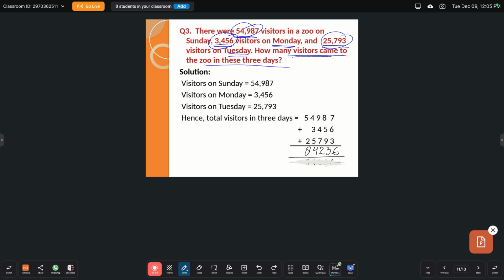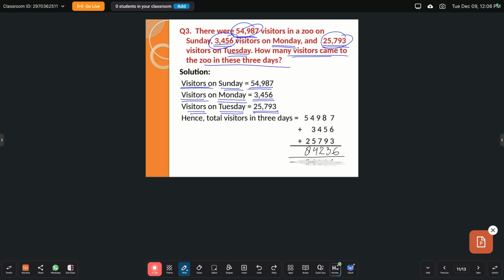We will start writing the statement. Okay, we will first write down the statement of this question. Here we will write down the number of visitors on Sunday. How many visitors came to the zoo on Sunday? It is 54,987. Then we will write down the number of visitors who came to zoo on Monday. It is 3,456. Then we will write down the number of visitors who came to zoo on Tuesday. It is 25,793.